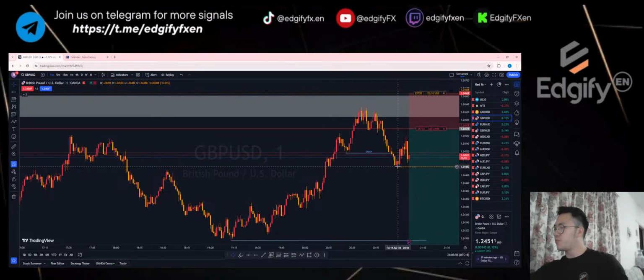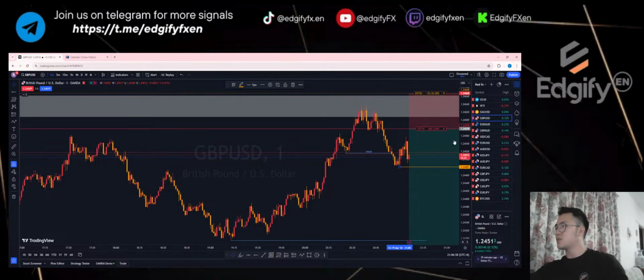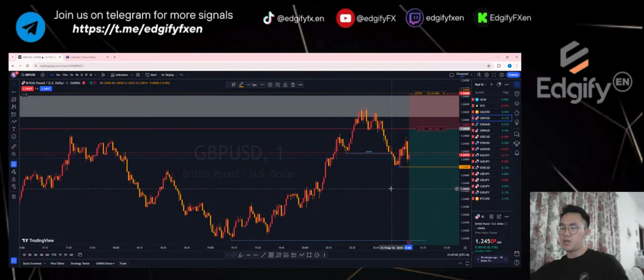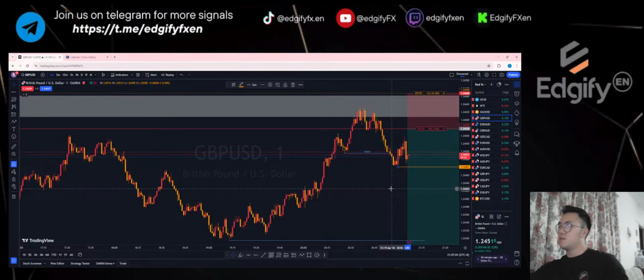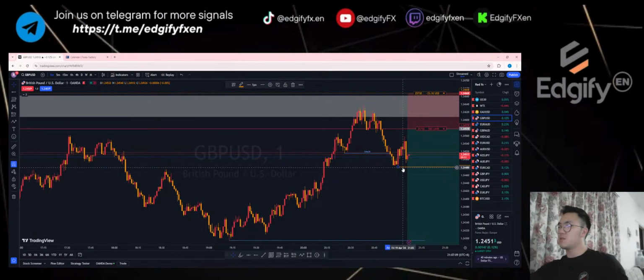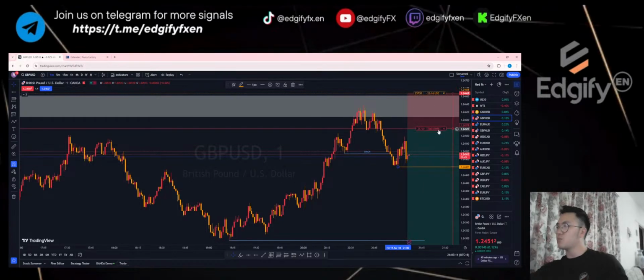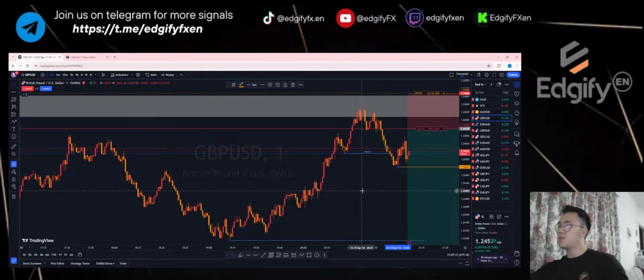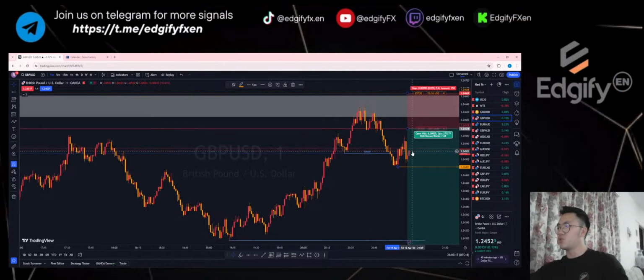Remember, if the price breaks below here, automatically cancel your sell limit. Don't hold it for too long. Otherwise, if it breaks here and then goes up to take your order, you will probably hit stop loss. The probability is much higher compared to what it's doing now.